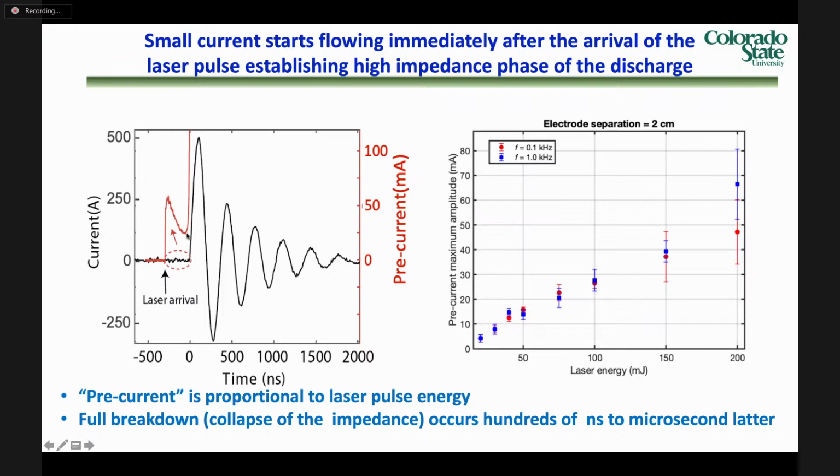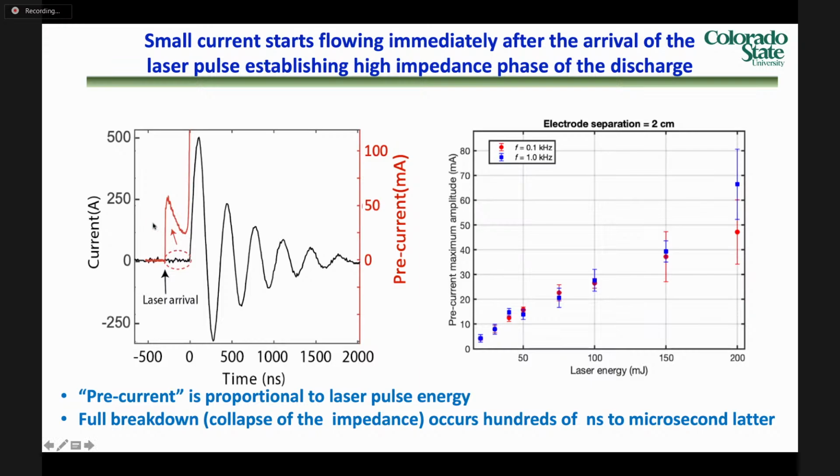Another interesting thing that we observe is that as soon as the laser pulse arrives, a small current starts circulating. But it takes several hundred nanoseconds, or in some cases microseconds, for the impedance to collapse and have the full discharge of the capacitor occur. As you can see here, there is a pre-current that occurs as soon as the laser arrives, of the order of a few tens of milliamps. And then after a few hundred nanoseconds, there is a collapse of the impedance, and we get a current pulse of almost 500 amps.